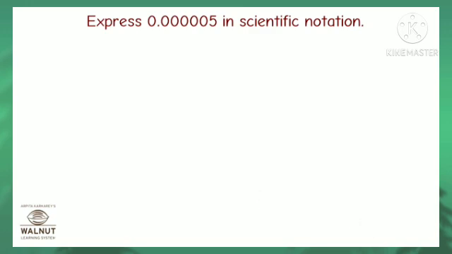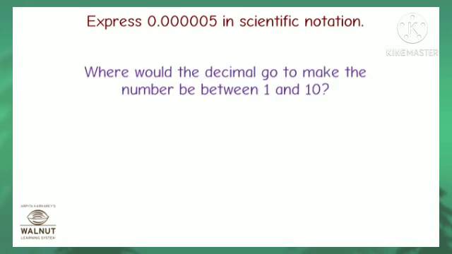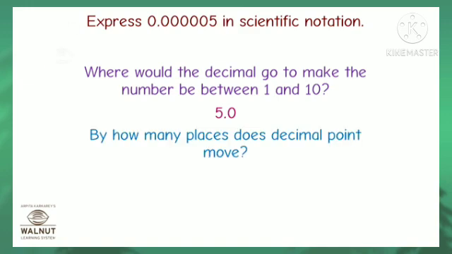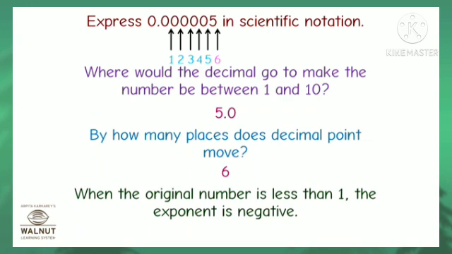Let's take a look at another one. Express 0.000005 in scientific notation. Where would the decimal go to make the number be between 1 and 10? Yes, after 5. Hence it will become 5.0. By how many places does the decimal point move? By 6 places. When the original number is less than 1, the exponent is negative. Hence we get 5 into 10 raised to minus 6.